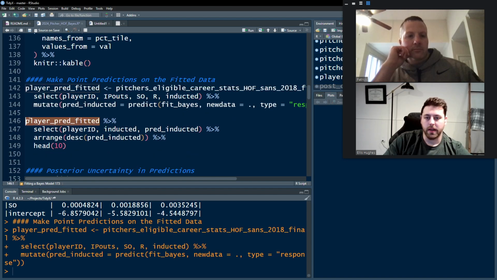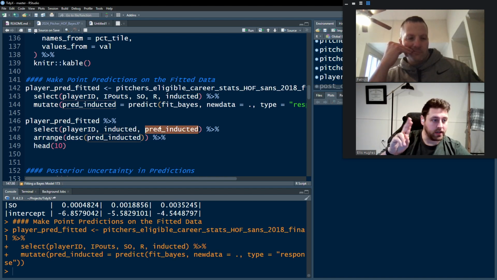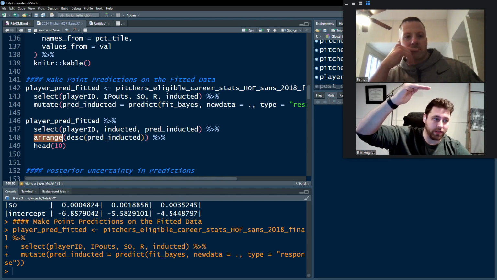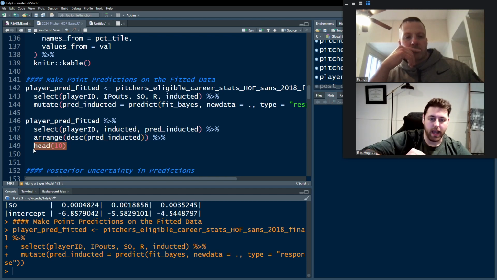Next, we're going to take this and select the player ID, whether they were inducted, so again the source of truth, and pred inducted, what our model is predicting. We're going to arrange it by descending pred inducted, so from the highest value our model predicts on down, and take a head of 10 just so that we can look at it, because obviously there are a lot of players in this data set.